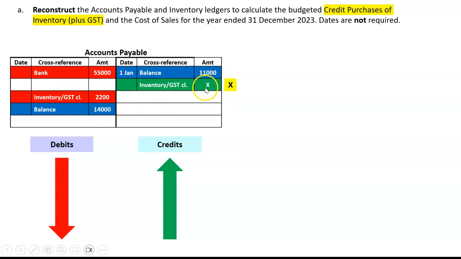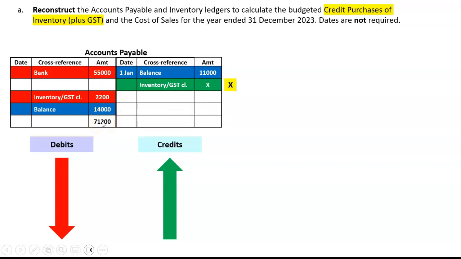And I guess now I can solve for X here. So I'm looking for credit purchases. And again, technically the reference would be inventory slash GST clearing, but it doesn't matter. But the important thing is we're going to solve for X. So how do we do that? Well, we've got to add up one of the two sides. We cannot mathematically add up 11,000 plus X. That won't go in your calculator. So we're going to add up 55,000, 2,200, and 14,000, and we're going to put that figure there.